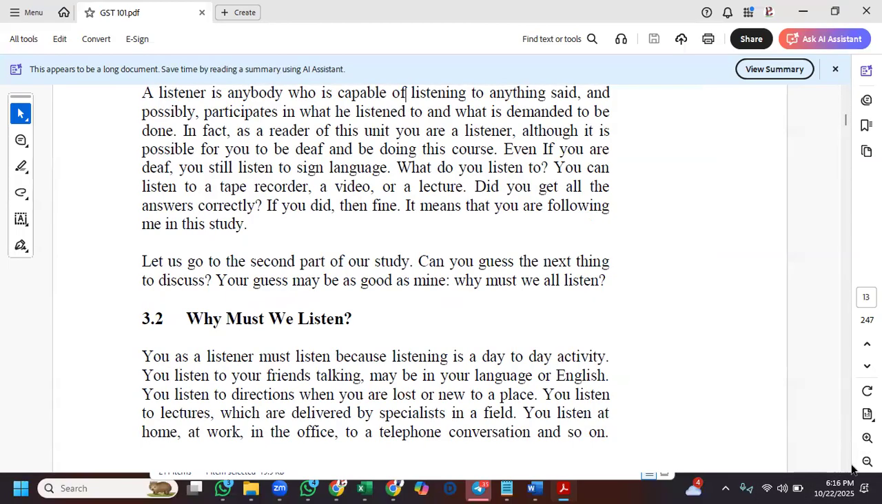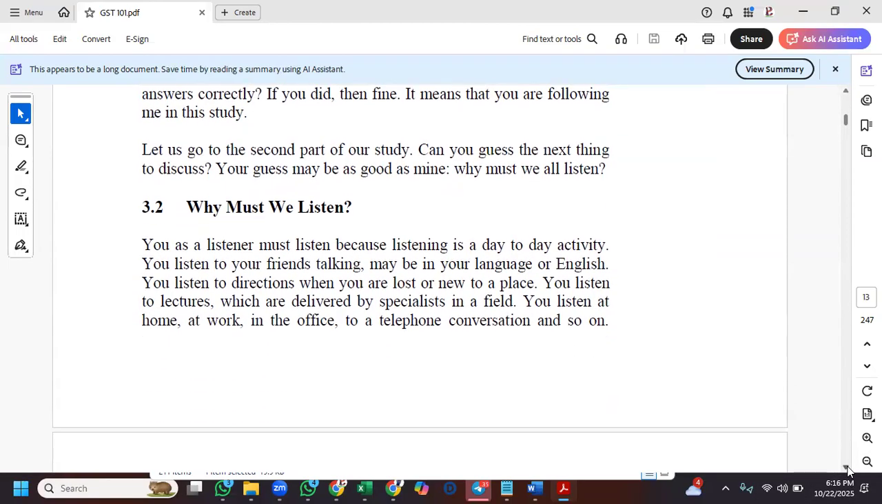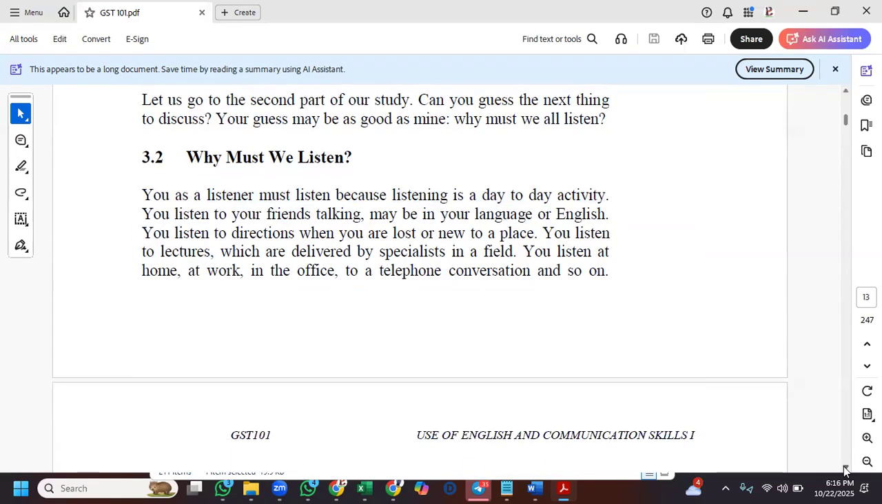Now, why must we listen? If we already know who a listener is, why must we listen? It's a very short answer. We listen because listening is a day-to-day activity. This is a question too in the exam. You as a listener must listen because listening is a day-to-day activity. So if you ask, why must we listen? This is the option you have to choose. It's a day-to-day activity. So that is the reason why you must listen. That one is as short as that. We don't need to do much on it. We listen because it's a day-to-day activity.